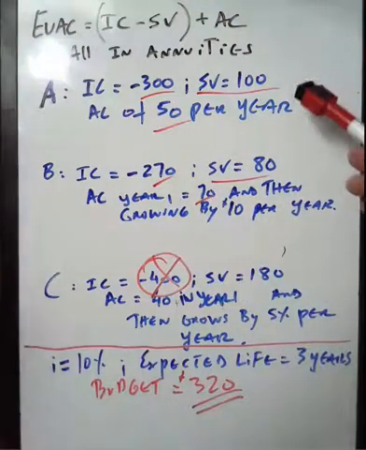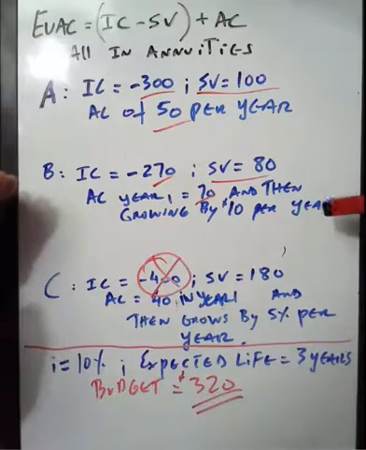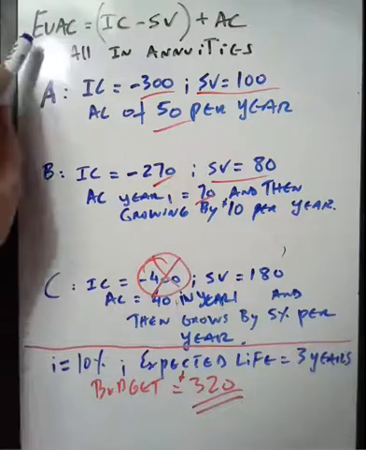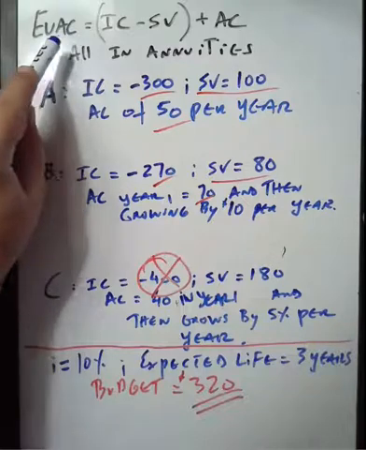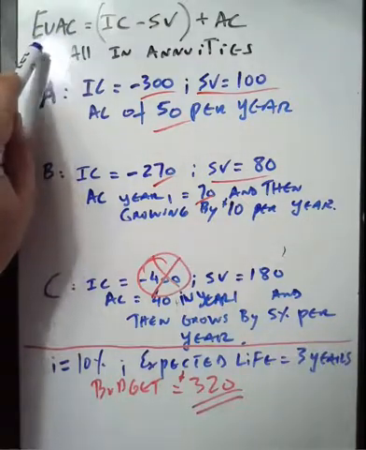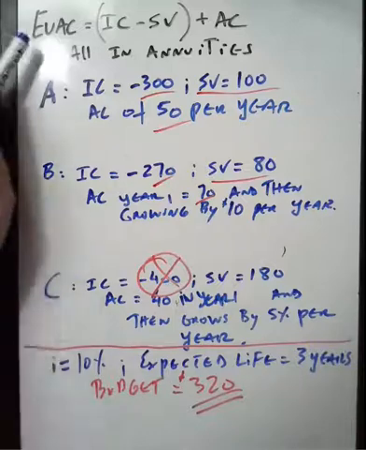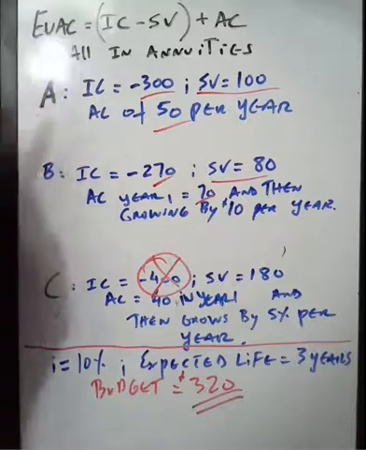So we're going to select A or B depending on which one gives us the overall lowest equivalent uniform annual cost. Once we find that, we're also going to be able to identify how many years we should keep that machine that provides us the lowest EUAC.